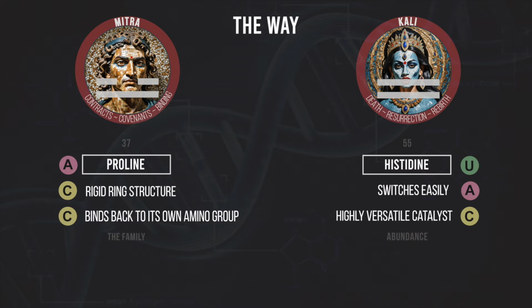It's the amino acid that binds. It says, I want to bind back. I want a Mitra. I want to make a covenant at a chemical level, right? Histidine has an entirely different chemistry. It's actually super mutatable. It likes to switch, it likes to code switch, right? Very versatile. It's catalytic.